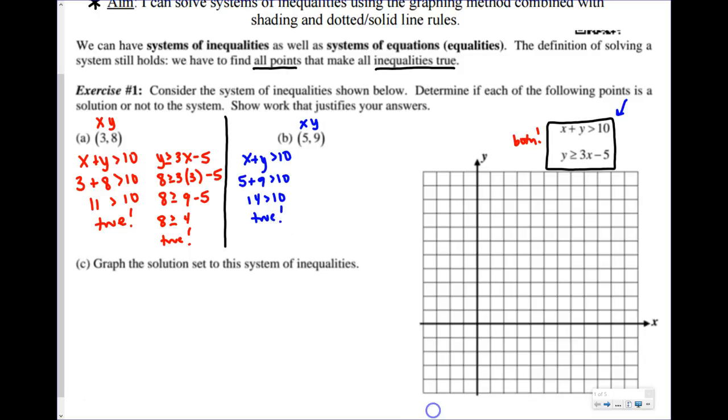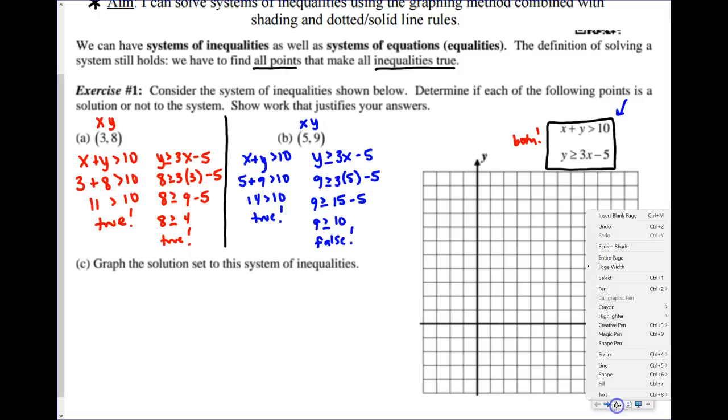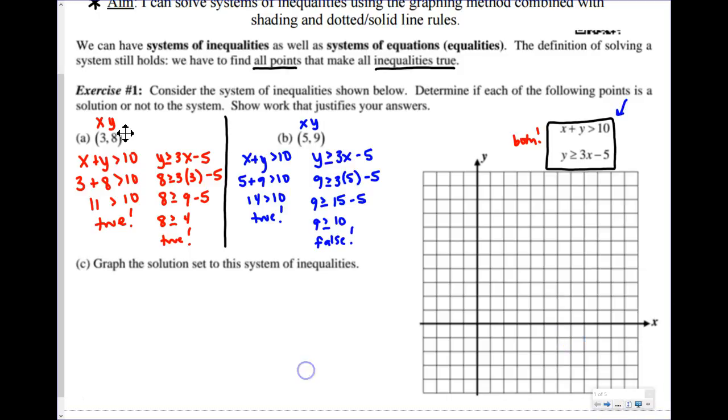But we have to try the second one. So I'm going to write the second one out again. Y is greater than or equal to 3x minus 5. And I'm going to plug in x and y, 9 and 5. So the 9 goes in for y, and the 5 goes in for x. Let's simplify. 3 times 5 is 15, and 15 minus 5 is 10. Is 9 greater than or equal to 10? No. This is false, so this is not a point on the line. So one way I can just say that is I can say 3, 8 is a point, and the 5, 9 is not a point.